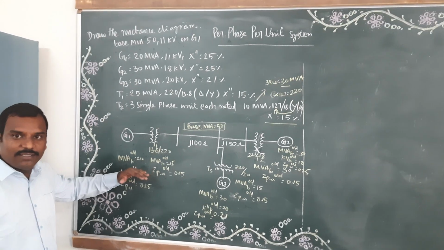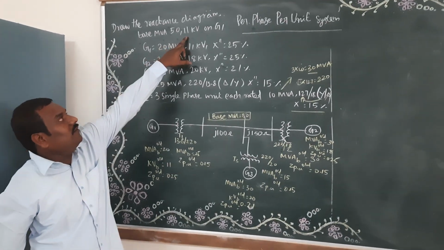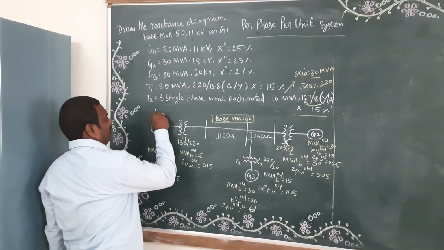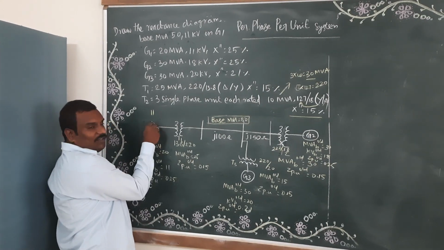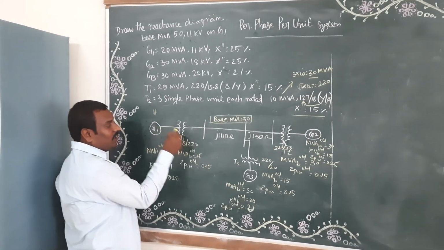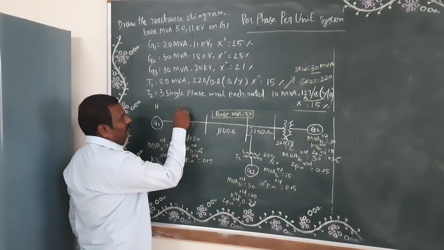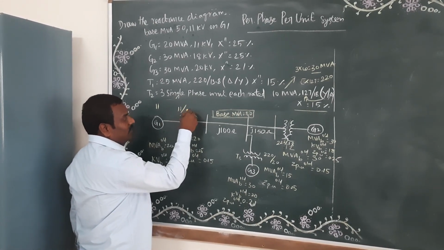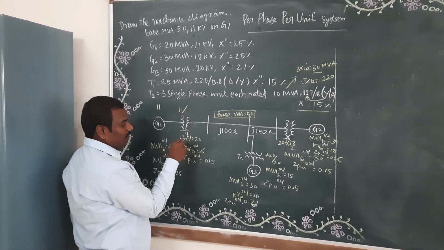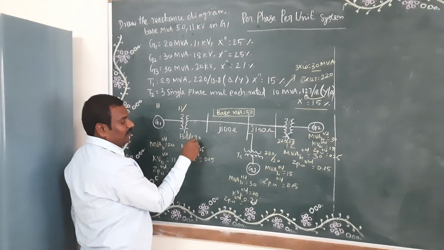Where we have to start in this problem? Generator 1. What is the voltage we have to take? 11. So I am writing 11 here. If 11 kV is generated by this generator 1, what is the voltage available here? It is also 11. And what may be the secondary voltage? I have to see. If I give 13.8, it will give 220.